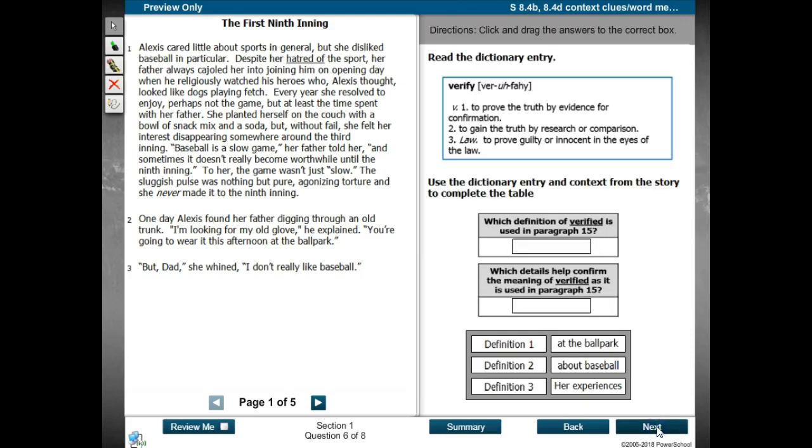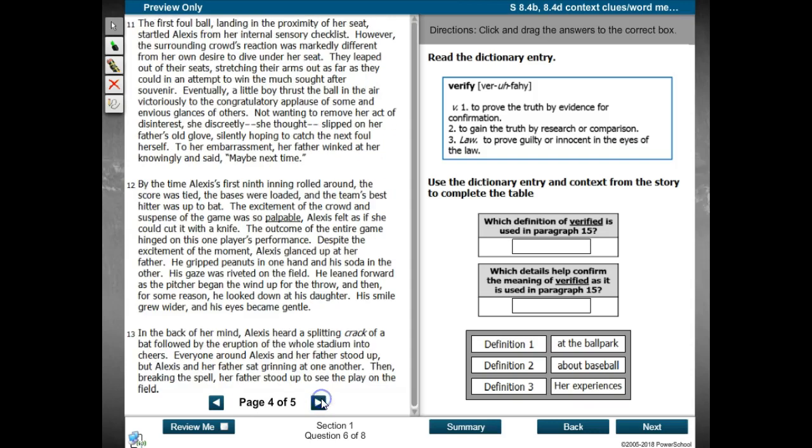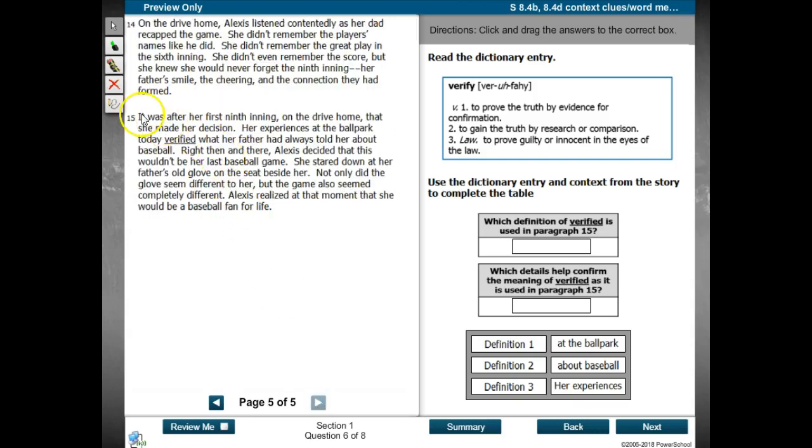For question number 6, we're just going to look at this dictionary entry, and you're going to have to choose 2, so kind of think this through. Use the dictionary entry in context from the story to complete the table. Which definition of verified is used in paragraph 15? So we're going to go to paragraph 15. And then which details help confirm that it means what verified means? So it's 2 parts. One of them is up here, and the other one is down here.